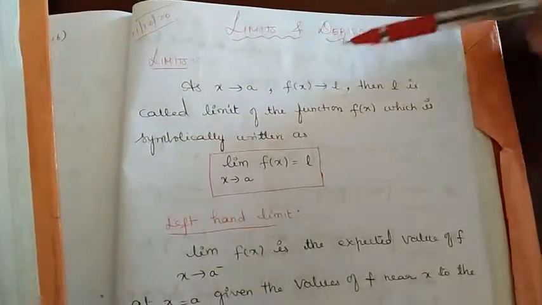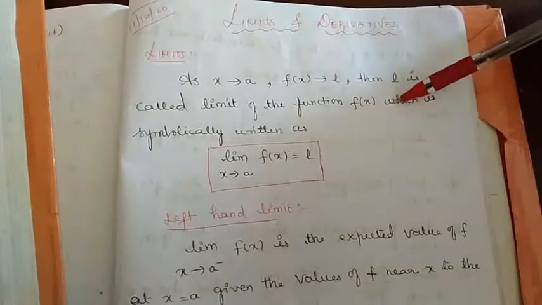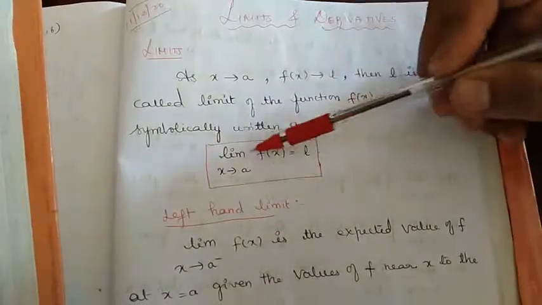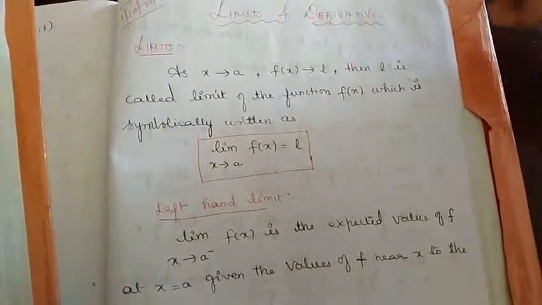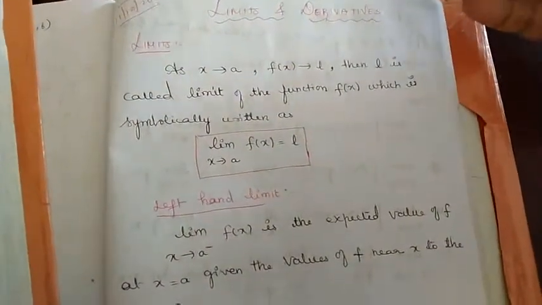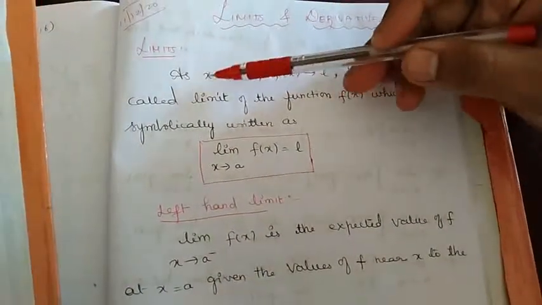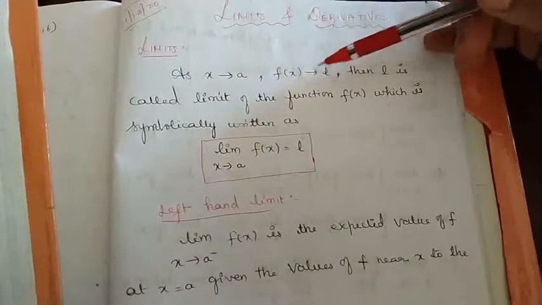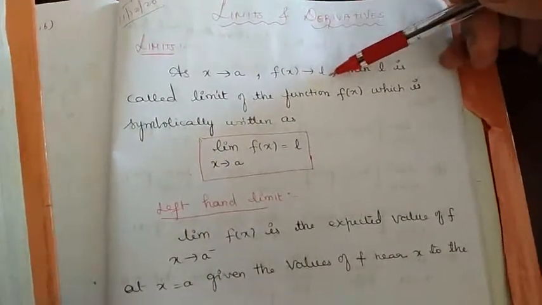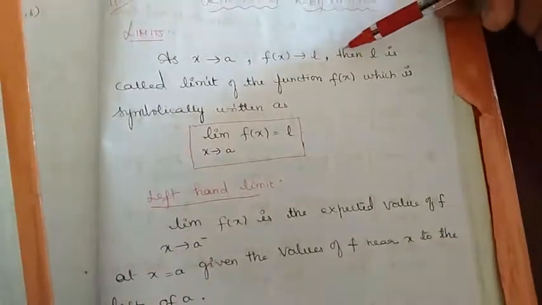As x tends to a, f of x will tend to L. Then L is called the limit of the function f of x, which is symbolically written as limit x tends to a, f of x equal to L. Limit is not the actual value, limit is the value where it approaches. If x approaches some value a, then its functional value will approach another value which is L. That is called the limit of the function.